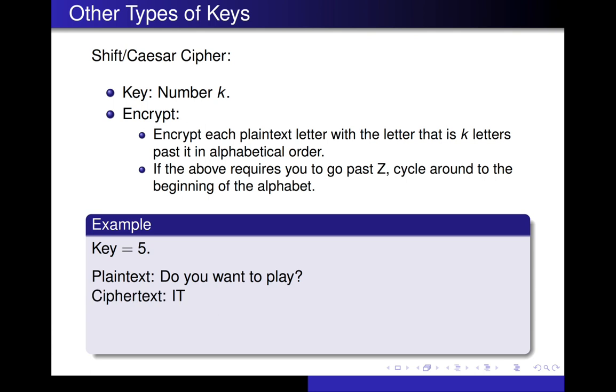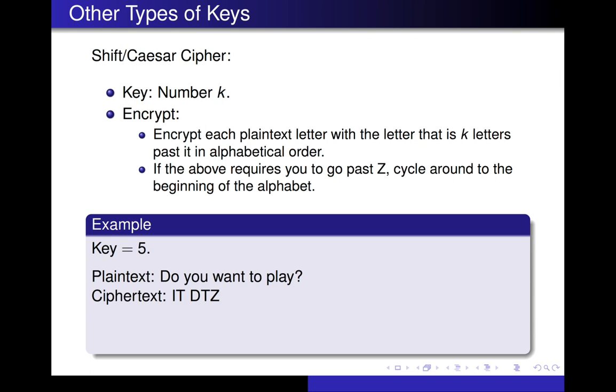Now, for "you", our Y is going to cause us a little bit of problems, right? Because Y is going to require us to go past Z, but that's no big deal. So we go one step from Y to get to Z. Our second step is going to be to A, and then our third, fourth, and fifth steps are going to be B, C, and D. So you replace the letter Y with the letter D. With O and U, that's the same as what we had before. You end up with D, T, Z.